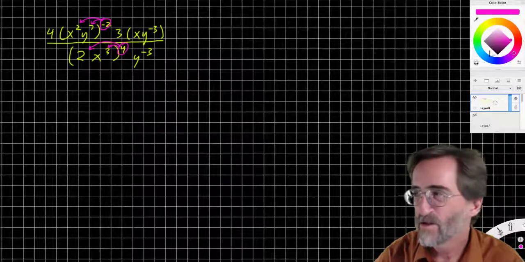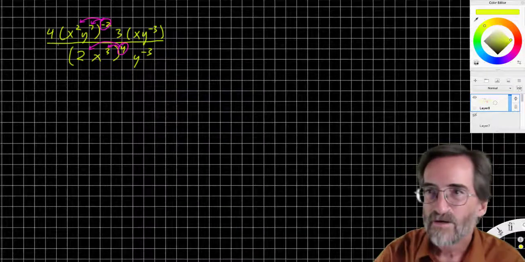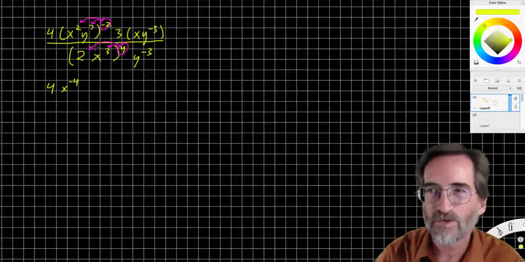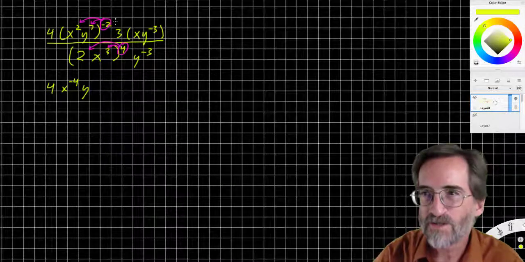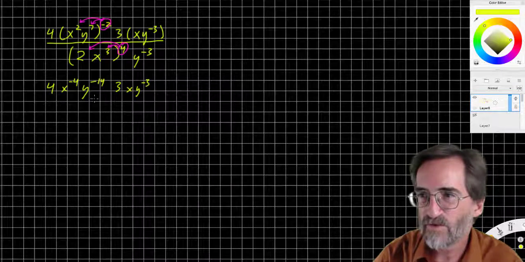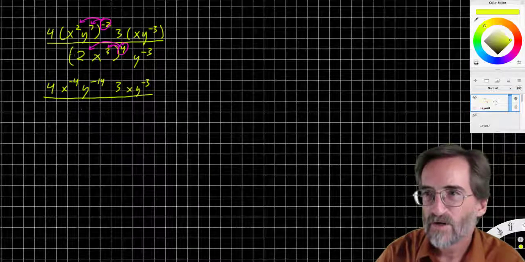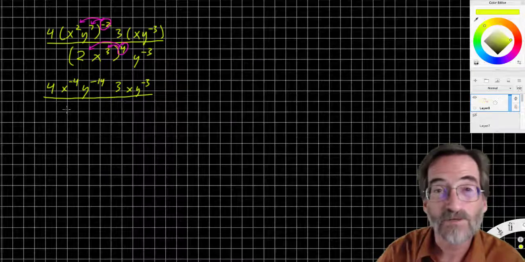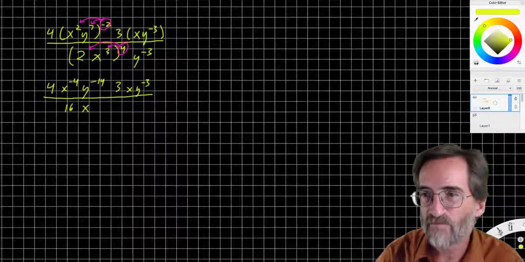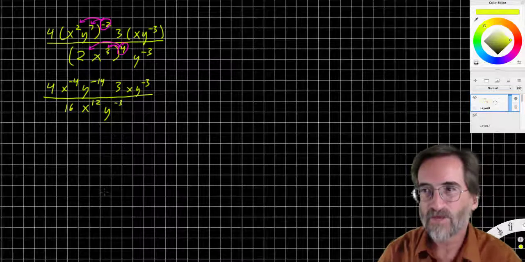So we've got 4 to the negative 2nd, x to the 2nd to the negative 2nd is x to the negative 4th. Power to a power, you multiply the exponents. Y to the 7th to the negative 2nd is y to the negative 14th. Times 3x y to the negative third, all over 2 to the fourth, which is 2 times 2 times 2 times 2, which is 16. X to the third to the fourth, power of powers, is x to the 3 times 4, 12. Y to the negative third. So there we have that.